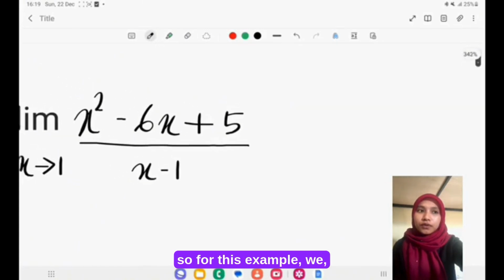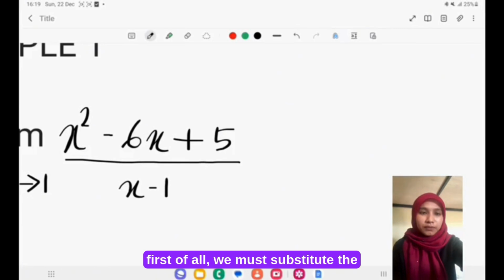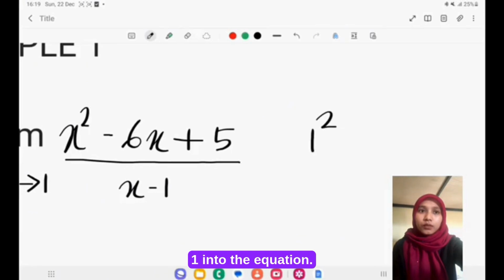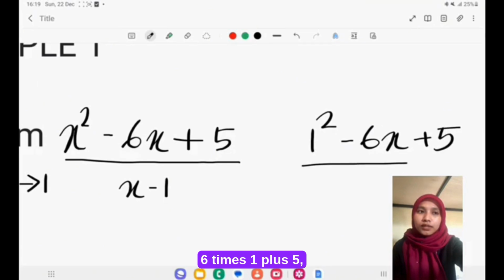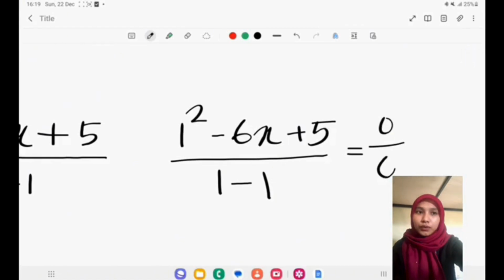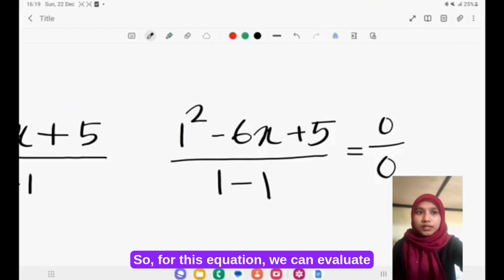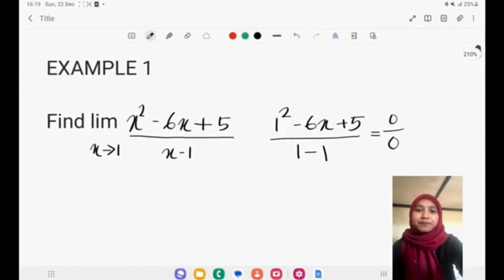Okay, so for this example, first of all, we must substitute the value of x, which is 1, into the equation. So it will be 1 squared minus 6 times 1 plus 5 over 1 minus 1, so equal to 0 over 0. So for this question, we can evaluate the limit using factorization.